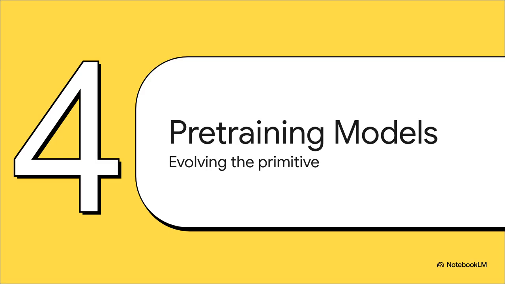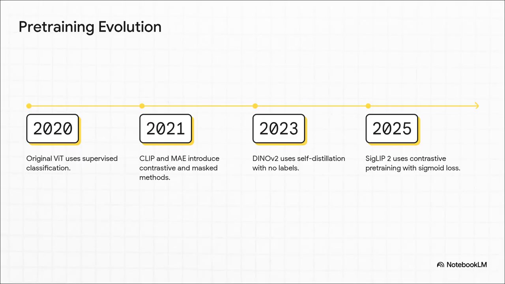Part 4. Pre-training vision models. Let's look at how this primitive evolved. We have the mechanics down, but how do we actually teach this architecture to understand what it's seeing? This timeline is a perfect map of the relentless pace of innovation here.